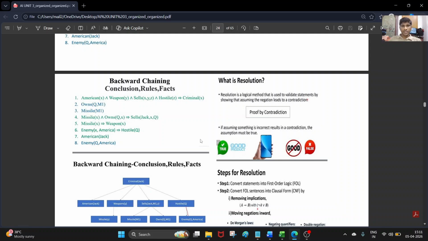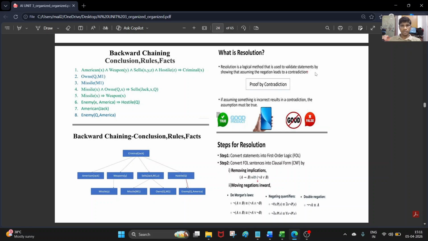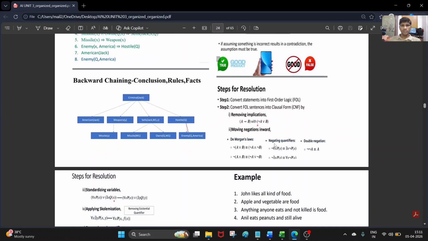So the next topic is resolution. Resolution is a logical method that is used to validate a statement by showing that assuming its negation leads to a contradiction. That is proof by contradiction. So we have to show the proof by means of negating the conclusion and reaching a contradiction. So that is resolution.